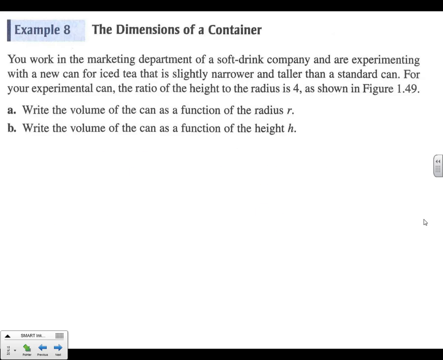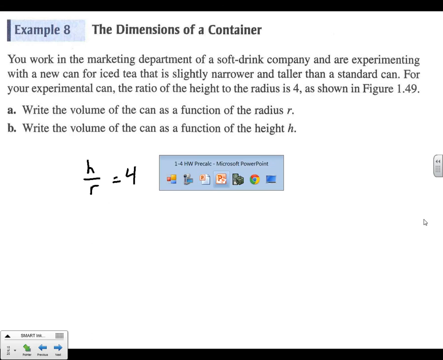All right, let's take a look at the dimensions of a container. You work in the marketing department of a soft drink company and are experimenting with a new can for iced tea that's slightly narrower and taller than a standard can. For your experiment, the ratio of the height to the radius is 4. So height over radius equals 4. All right. Write the volume of the can as a function of the radius r.